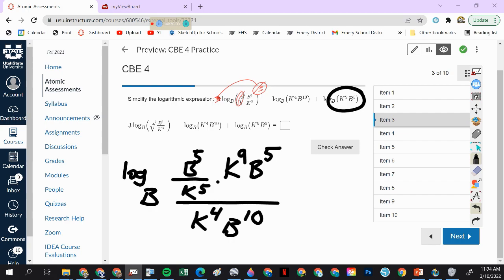Does everybody follow? And then we just simplify. K to the 5th turns this into a 4th. And now this fraction is gone. B to the 5th and B to the 5th cancel the B to the 10th. And the K to the 4th cancels this K to the 4th. So I get log base B of 1. And B to what power is 1? 0. So this thing is just 0.